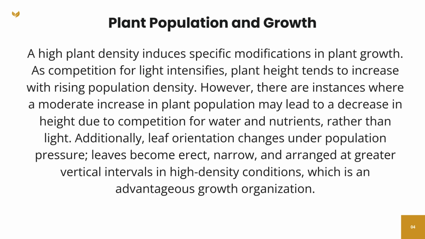Plant population and growth. A high plant density induces specific modifications in plant growth. As competition for light intensifies, plant height tends to increase with rising population density. However, there are instances where a moderate increase in plant population may lead to a decrease in height due to competition for water and nutrients, rather than light. Additionally, leaf orientation changes under population pressure. Leaves become erect, narrow, and arranged at greater vertical intervals in high-density conditions, which is an advantageous growth organization.